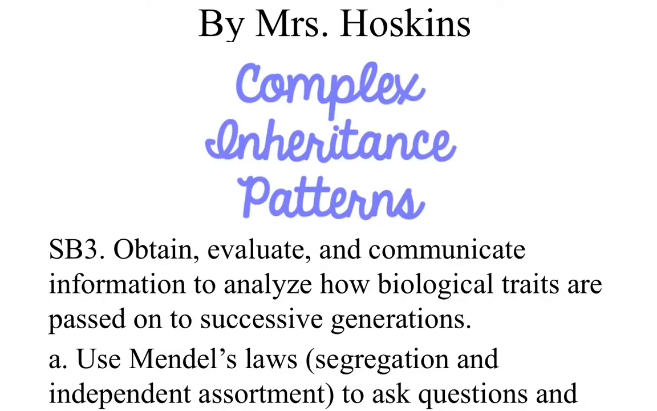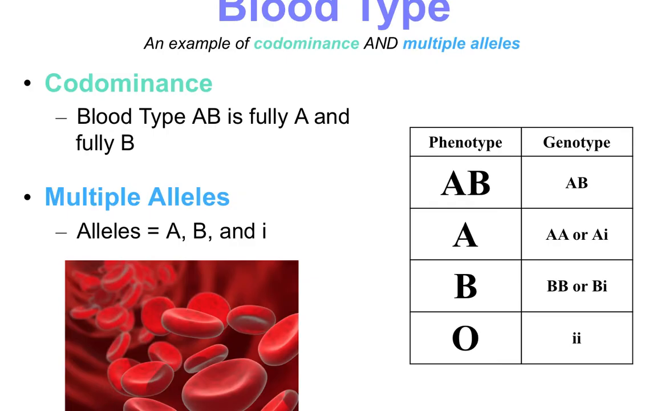Just when you thought it couldn't get more complex, let's look at complex inheritance patterns. Blood type is fascinating to me. This is an example of codominance, and it has multiple alleles. All right, so codominance is the blood type AB.